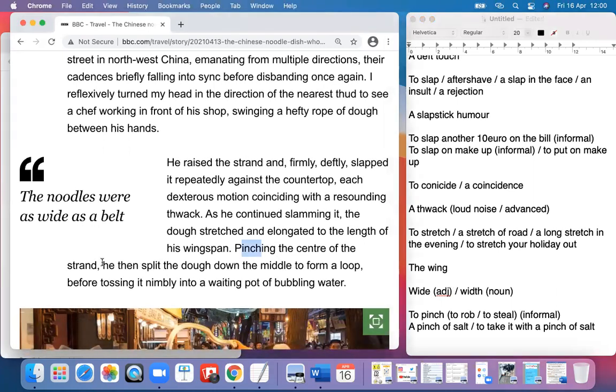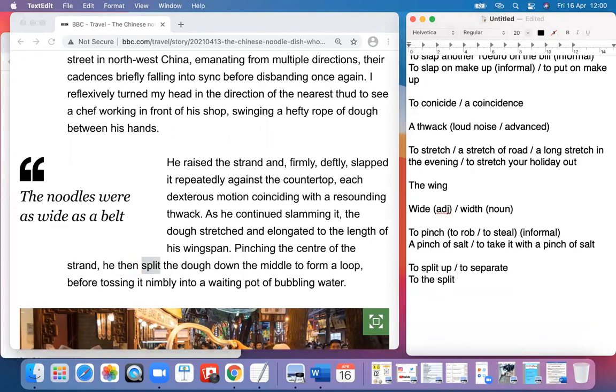Split, so he is the subject, then is like the next action. So first I went to the shop, then I went to the restaurant. So it's the next action. And split is the verb. It's like to separate. And maybe in relationships, you can split up, and that means to separate in a relationship, okay? Also in the restaurant, you can split the bill, and the significance is you divide the bill or you separate the bill equally, okay?